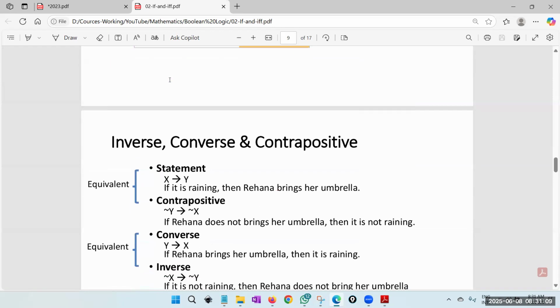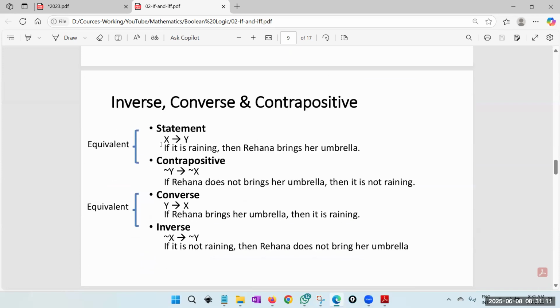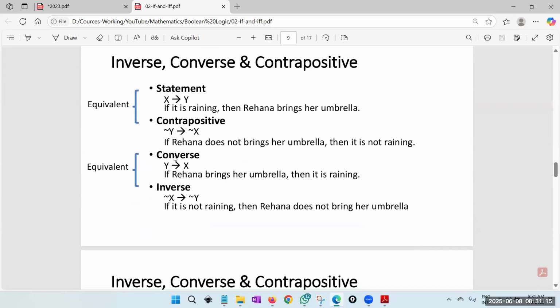So then what is the inverse? Sorry, this is a contrapositive. This is converse. This is inverse. Contrapositive means not y implies not x. Converse is y implies x. Inverse is not x implies not y.